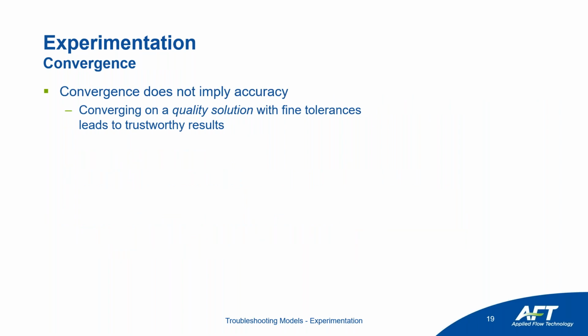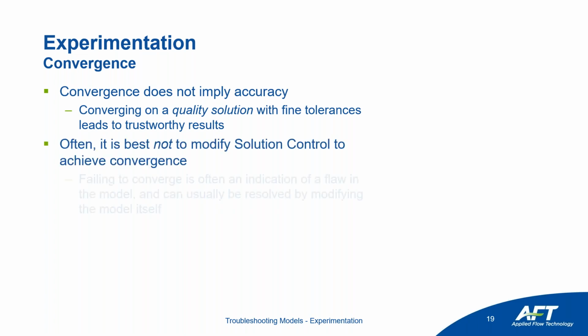The final piece is convergence, which I will leave you with a final recommendation to watch another webinar which covers this in much more detail. The big theme from that webinar is that convergence does not imply accuracy. So you want to converge on a quality solution. It has to have fine tolerances, and those fine tolerances will lead to trustworthy results.